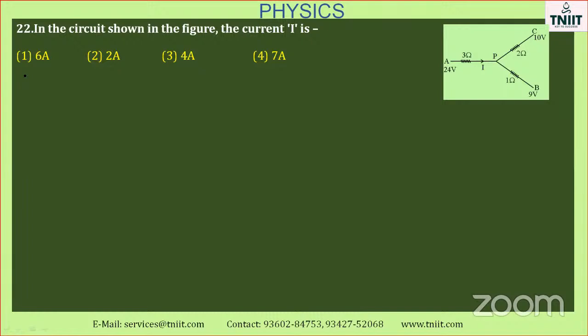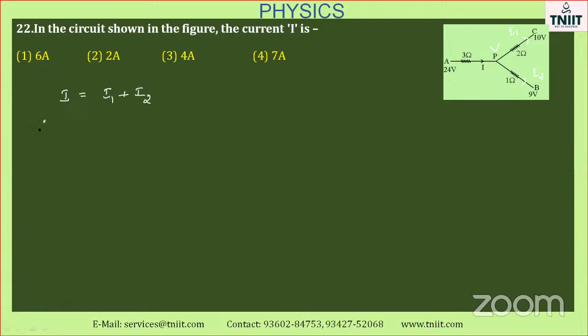In the circuit shown, you have to find the current I value. Let us say this is V, the common potential. Then this current is going to split into two parts. Let it be I1 and I2. According to KCL, the total current must be I1 plus I2.